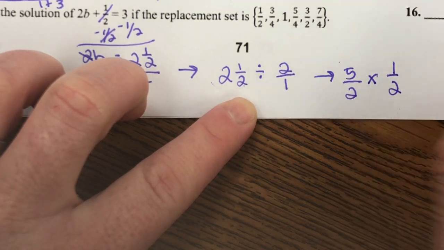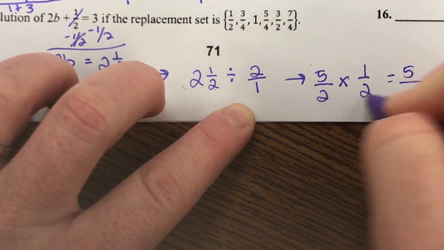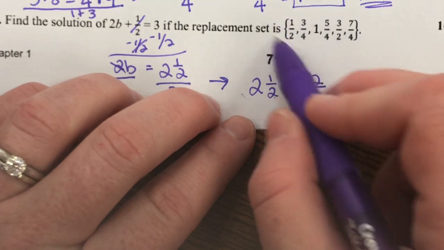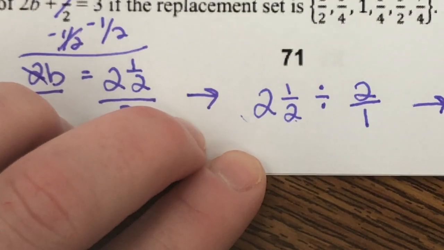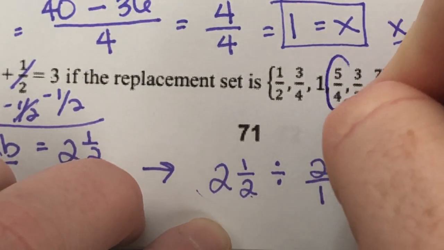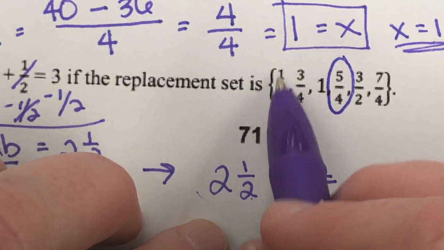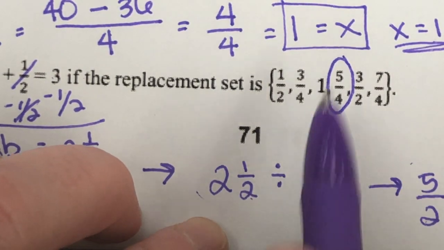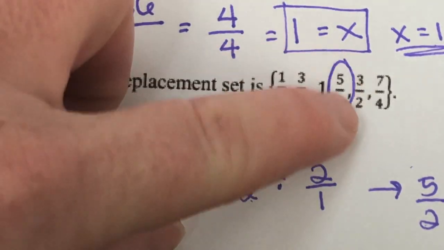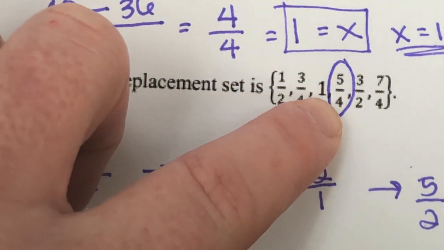Okay, now I can multiply straight across the top, straight across the bottom. So 5 times 1 is 5. 2 times 2 is 4. So this is 5 over 4. So if we look at our answer choices here, are any of these answer choices 5 over 4? Why, yes, they are. This little bad boy right here. So we had 1 over 2, which is 2 over 4, 3 over 4, 4 over 4, which they simplified to 1, 5 over 4, 6 over 4, which they simplified to 3 over 2, and 7 over 4. So our answer is 5 over 4.